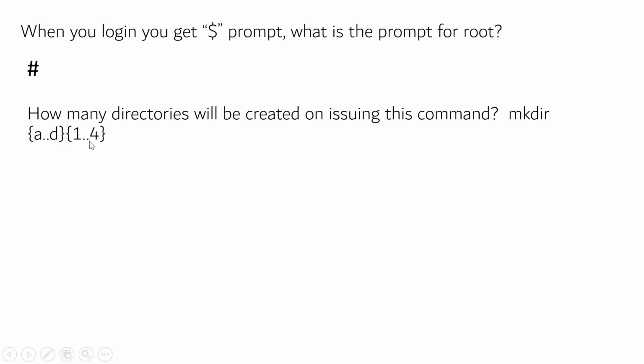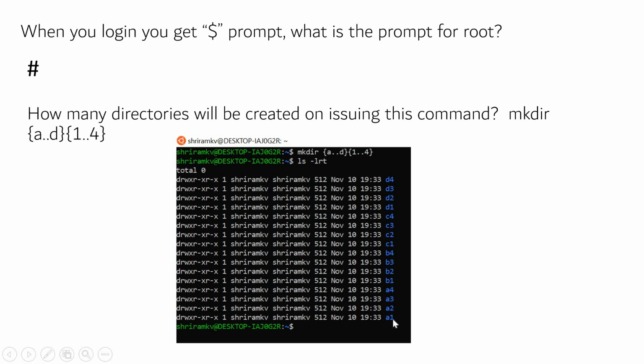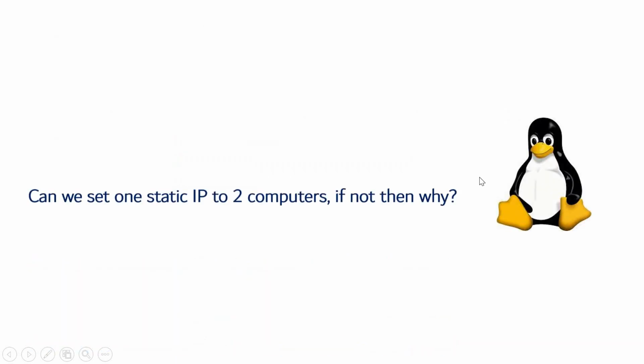1 dot dot 4 in another curly braces open and close? Now it is as simple as that. You can understand that a 1 2 3 4, b 1 2 3 4, c 1 2 3 4, d 1 2 3 4. Totally it will be 16 directories. A 1 2 3 4, d 1 2 3 4, and a to d, bc will also be included. This is the way it works.